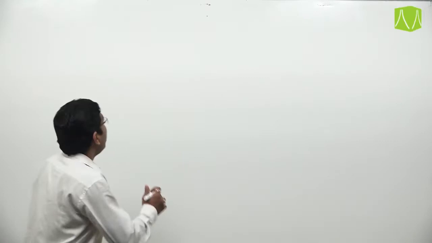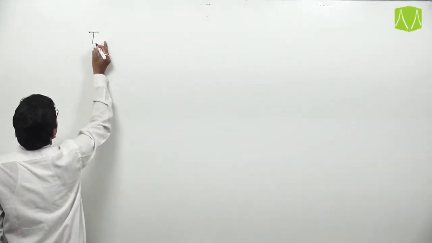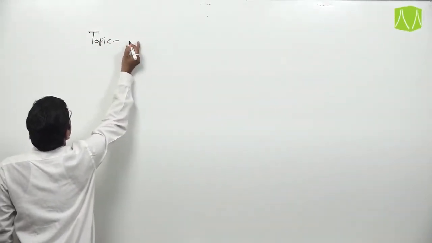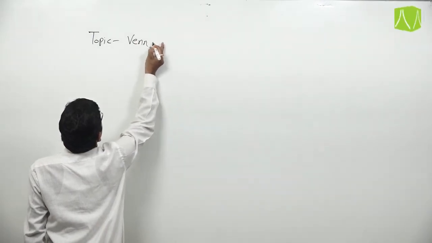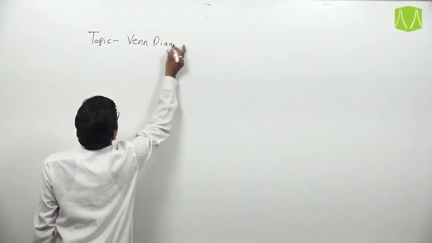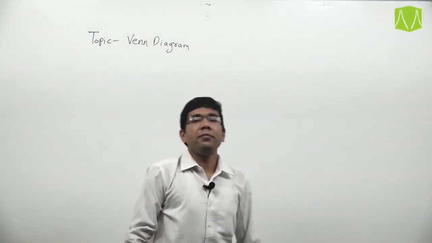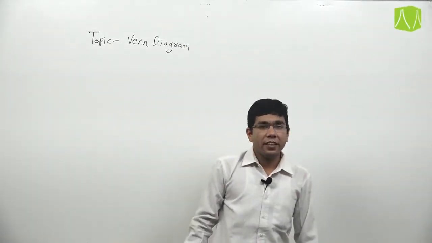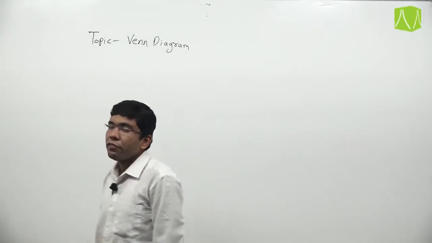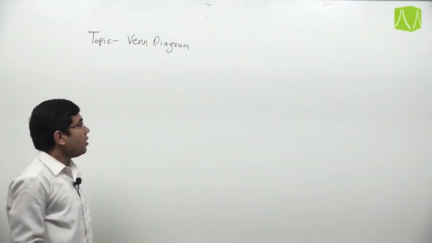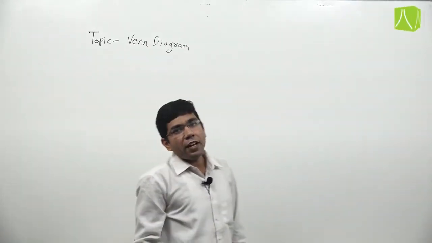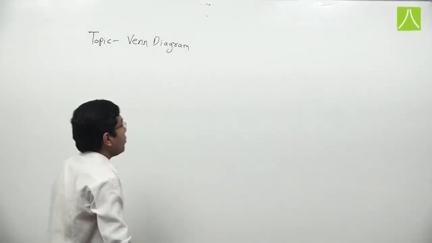Hello, today our topic for NTSC is Venn diagram. In this topic, we have to represent various things according to the Venn diagram. Now, there are a total of 3 types of questions in this chapter.